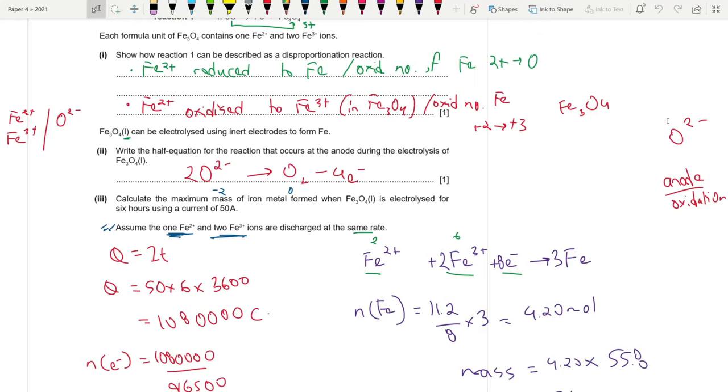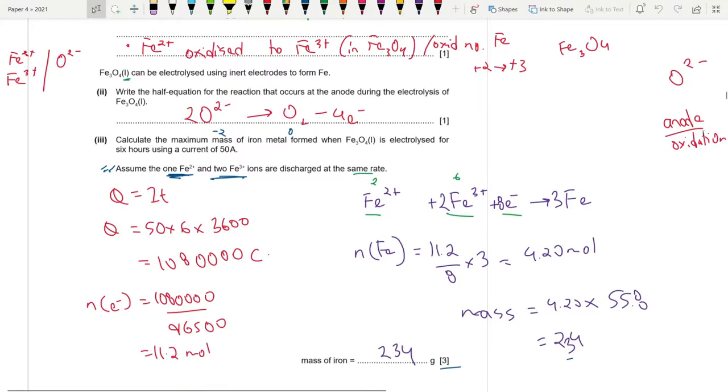Basically, this is what the line indicates. Assume that one Fe2+ and two Fe3+ ions are discharged at the same rate. Okay, so for one Fe2+ reduced, we will get two reduced Fe3+ ions. Okay, that's the logic basically. So let's see. This is the equation. Check this out. For one Fe2+, we will also discharge two Fe3+, right? To get iron. Now here's the thing. How many iron atoms will we get then in total?